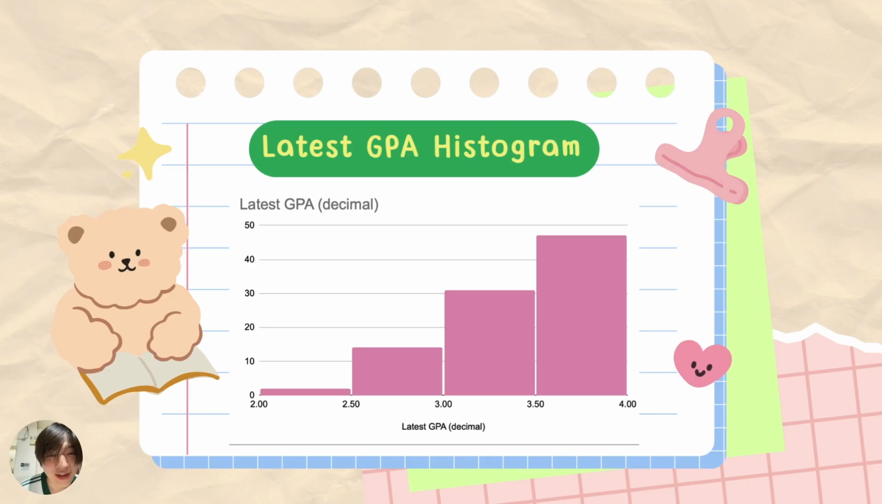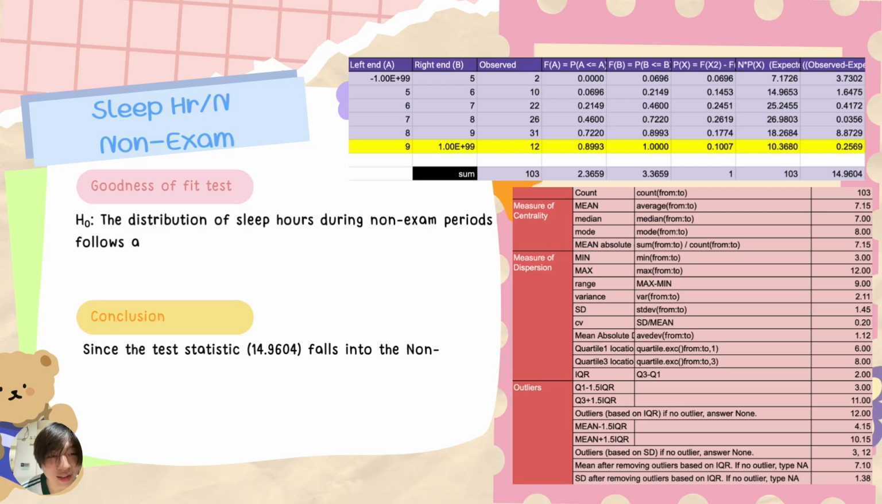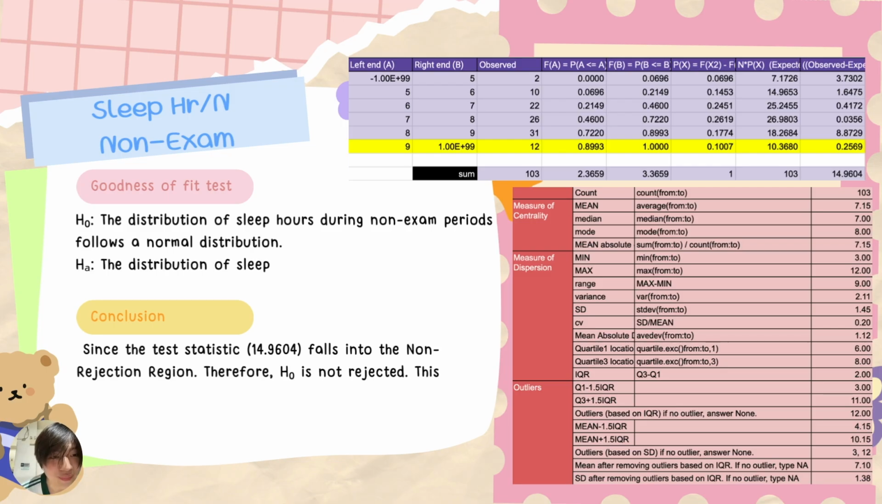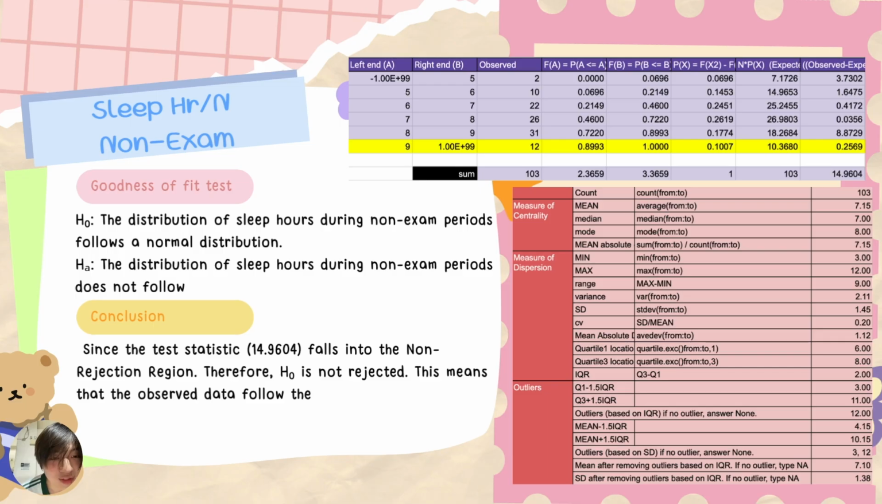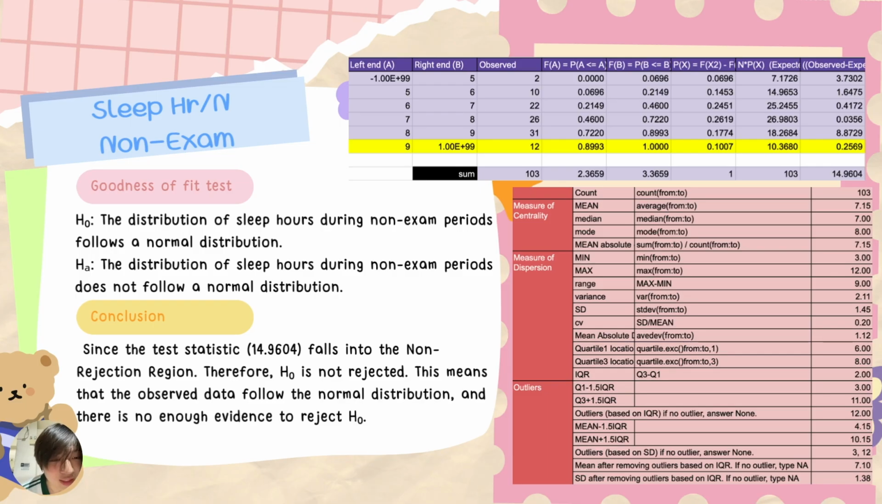This is the graph of the latest GPA histogram. And this is the goodness of fit test for sleep hours per night during non-exam periods. Null hypothesis: the distribution of sleep hours during non-exam periods follows a normal distribution. Alternative hypothesis: the distribution of sleep hours during non-exam periods does not follow a normal distribution.